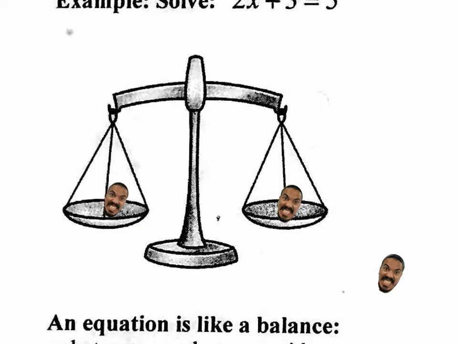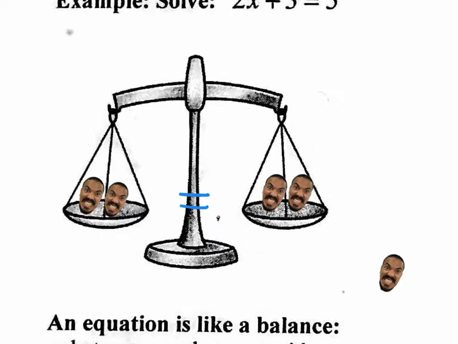You guys get the idea. Whatever you do to one side, you have to do to the other. So if I put another one of these guys right here, it would be off balance until I do the same to the other side. Make sense?